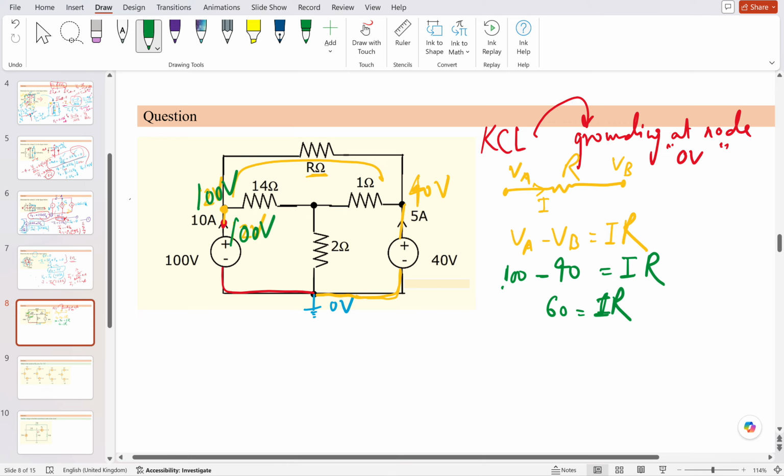But we have I as a variable. Now we need the second equation. Apply KCL here. Suppose I consider the node voltage as V. I consider that current is going out of that network. So if I consider voltage V here, it will be like this: V minus 100 divided by 14.